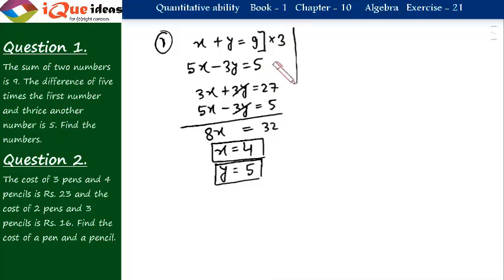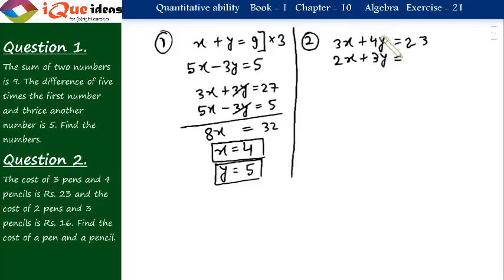Now the second question, it says the cost of 3 pens and 4 pencils is 23. So let's say the pen's cost is x, pencil's cost is y. So we have 3x plus 4y is equal to 23. And the next condition says 2 pens and 3 pencils. So 2x plus 3y is equal to 16.